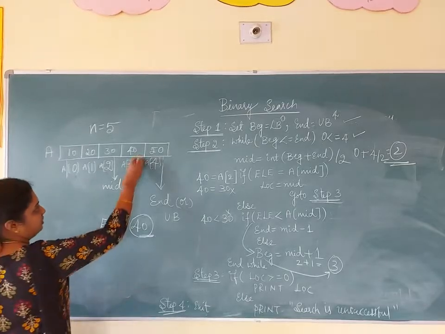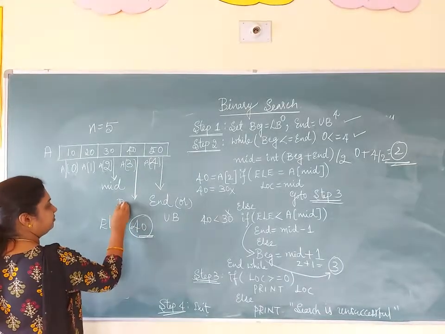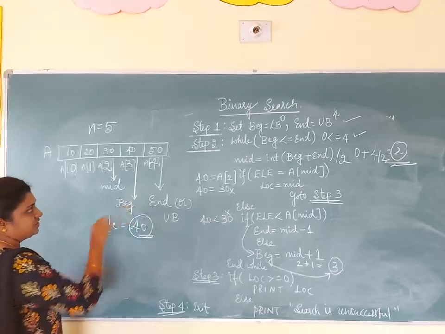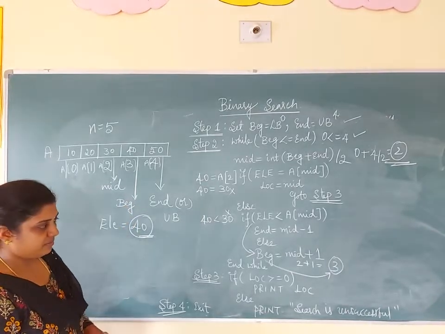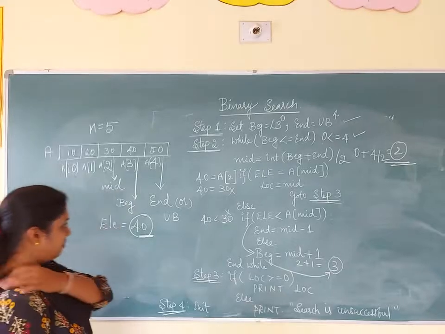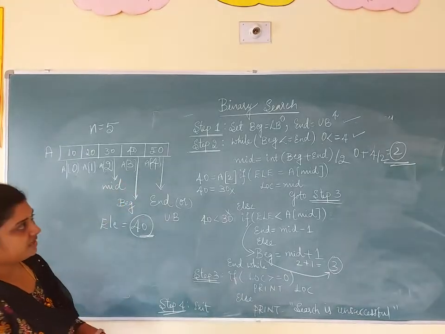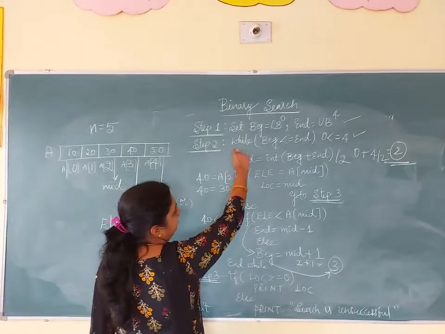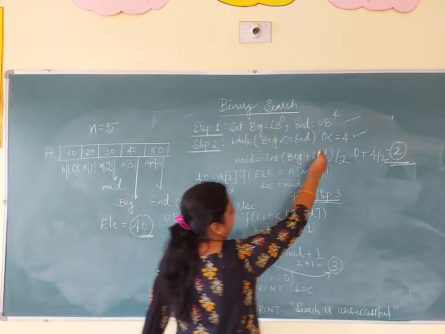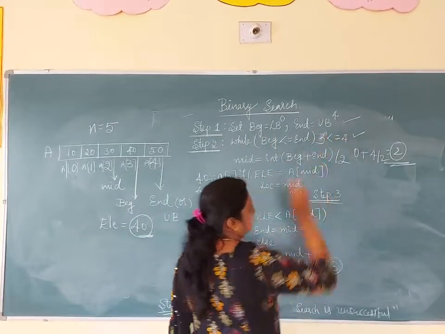Now beginning will come to where? Here. This is your beginning now. Okay, why? Because 2 plus 1 will get 3. Now beginning is pointing to 3. Okay, again it will come here. What is my beginning now? My beginning is 3.